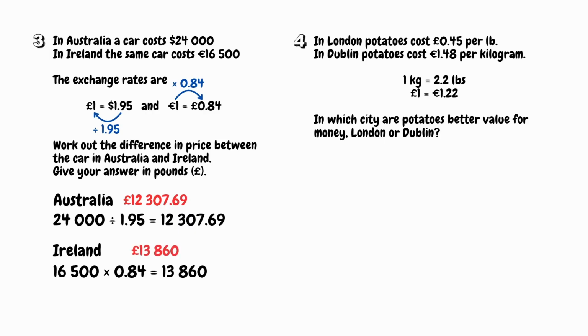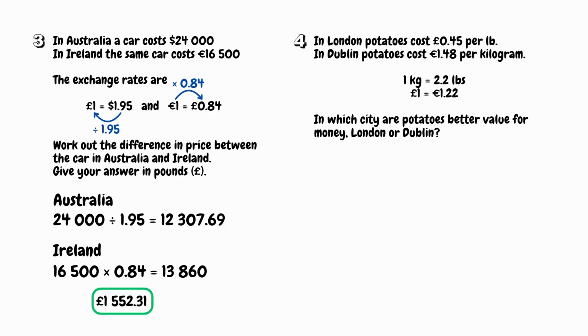So we've now figured out the price of the car in pounds in both Australia and Ireland. Now the final thing we need to do is work out the difference in price. So to figure out the difference, we're just going to take the smaller number away from the bigger number. So we're going to do 13,860 take away 12,307.69, and that leaves us with 1,552.31. And that would be our final answer in pounds for the difference in price.